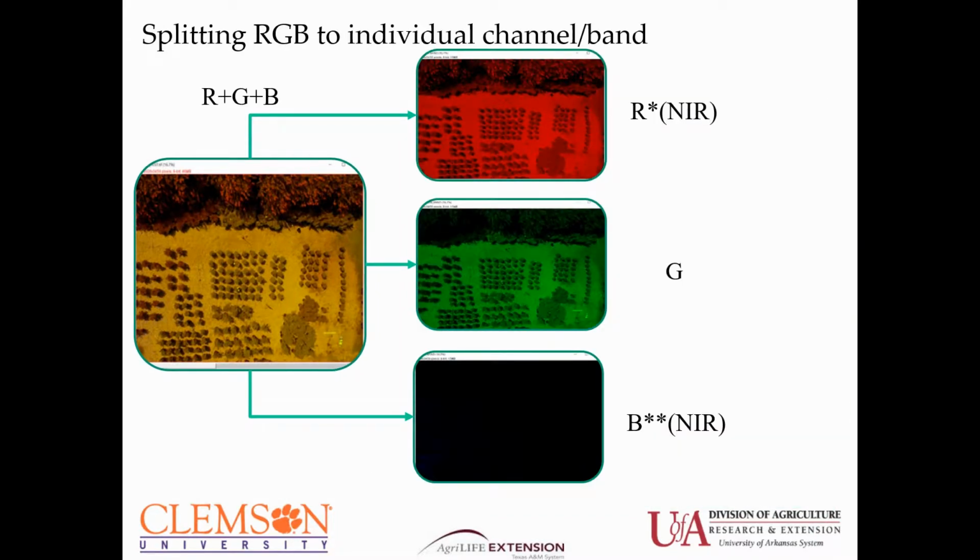Once ImageJ splits the channels, it will generate 3 different images, one for each band: red, green, and blue. Since we are using multispectral cameras or sensors, we need to make sure that we know where the near-infrared band is. This is normally indicated by the manufacturer of the multispectral camera. So depending on the manufacturer model, the near-infrared can be either on the red or blue channel.